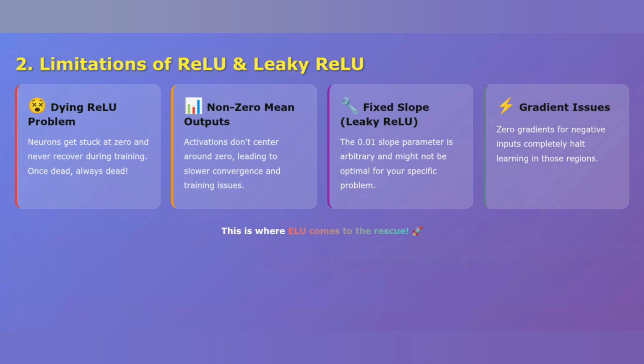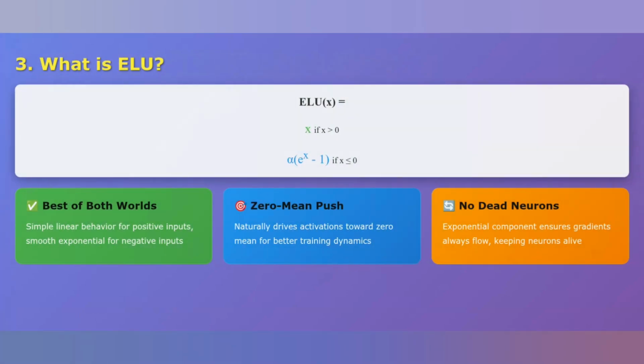This is where ELU comes to the rescue. ELU, introduced by Clevert, Unterthiner, and Hochreiter in 2015, combines the best of both worlds. For positive inputs, it behaves exactly like ReLU, simple and efficient. But for negative inputs, it uses an exponential function. The key insight here is brilliant.